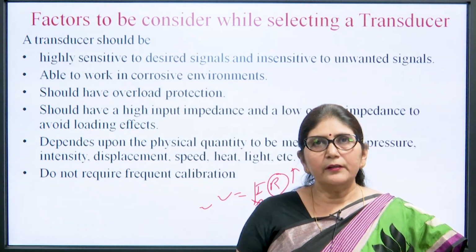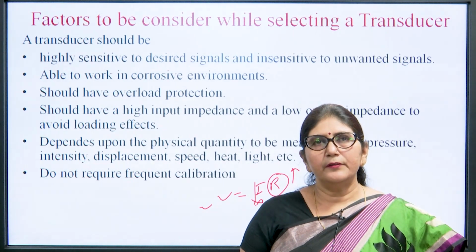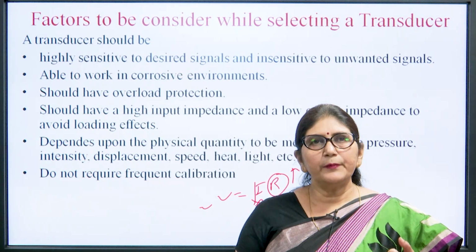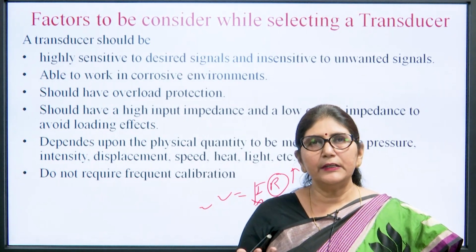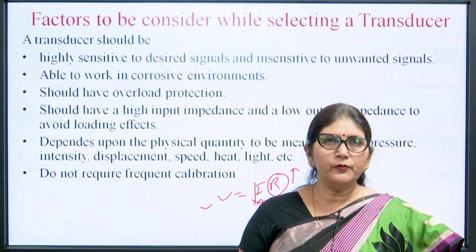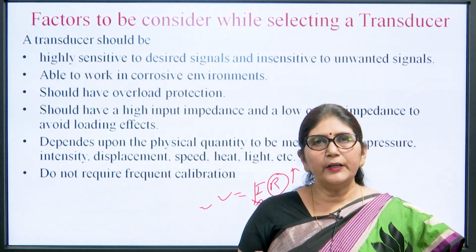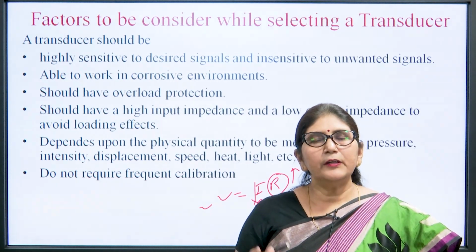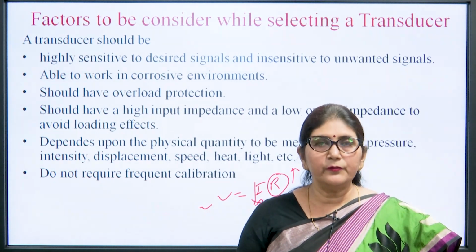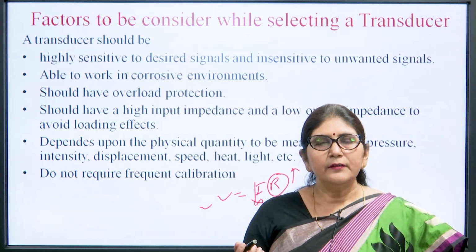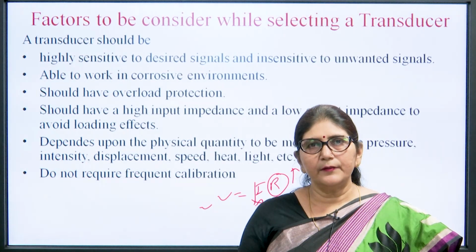Then we have to see which type of signal we want to measure, which physical quantity. Suppose we want to measure intensity, displacement, heat, speed. So, that particular transducer we have to use. Suppose for heat measurement we have to use the temperature transducer. For the displacement we have to use the transducer that can measure the displacement. Similarly, pressure and light, etc.